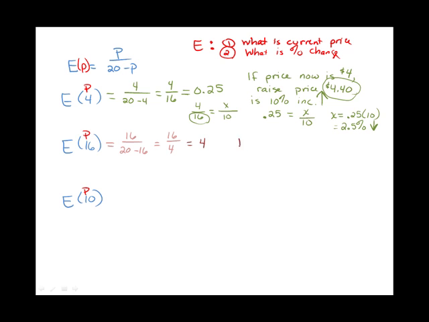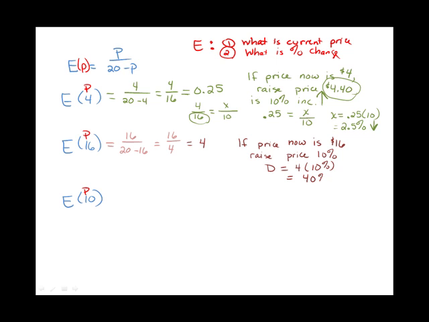So if my current price is $16 and let's go with that 10% again, I raise the price 10%. Then my demand is going to change by a factor of 4. Again, we could use the ratios, and so my demand is going to drop 40%.